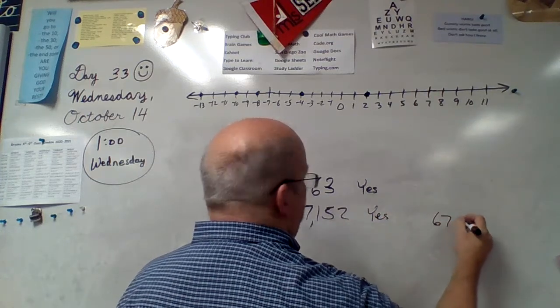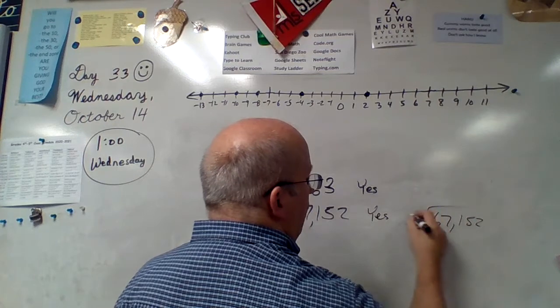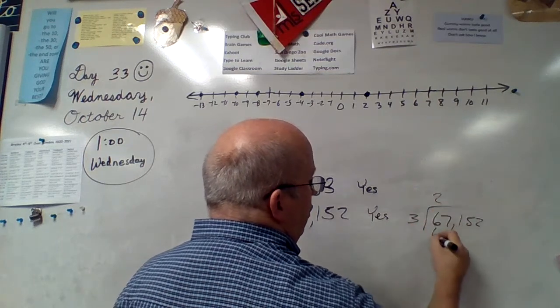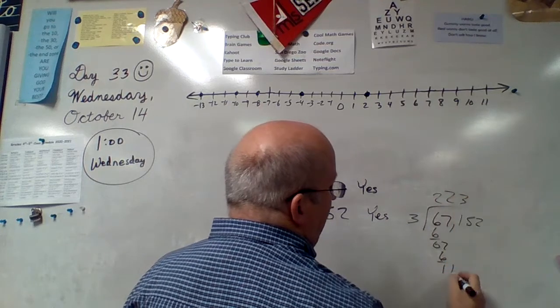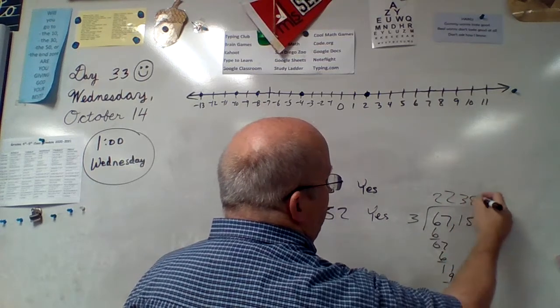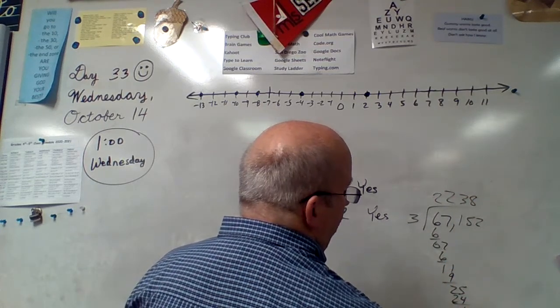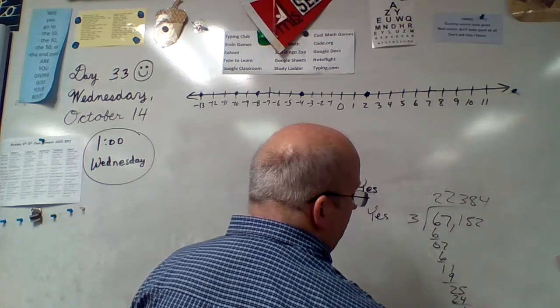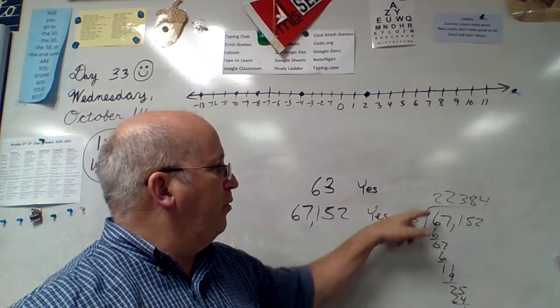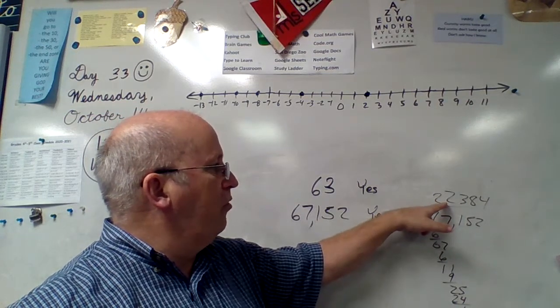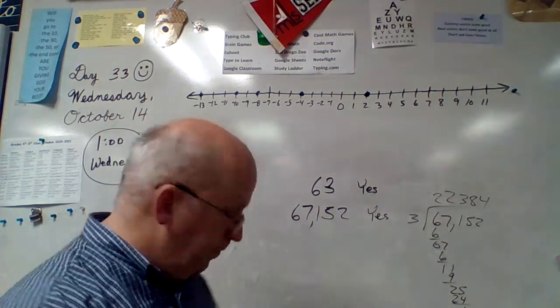Let's prove it, just for the fun of it. Twice, twice again, 3 times, 8 times, and finally 4 times. 67,152 divided by 3 divides evenly into 22,384.